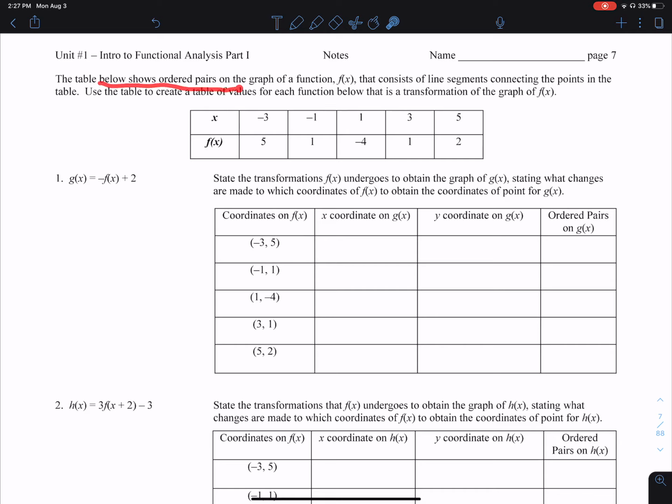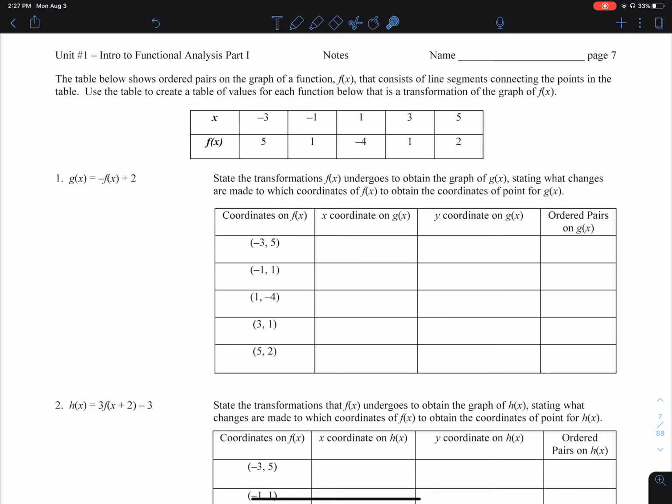The table below shows ordered pairs on the graph of the function f of x that consist of line segments connecting the points in the table. Use it to create a table of values for each function that is a transformation of the graph of f of x. So there are a bunch of segments. There's a segment that goes from this ordered pair to this ordered pair, a segment from this ordered pair to this ordered pair, etc.